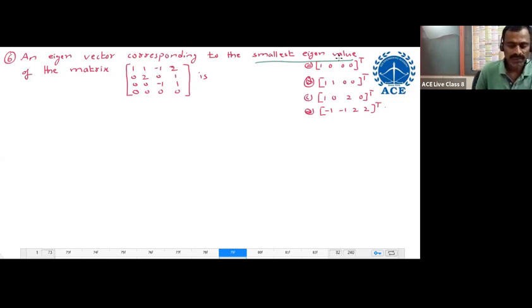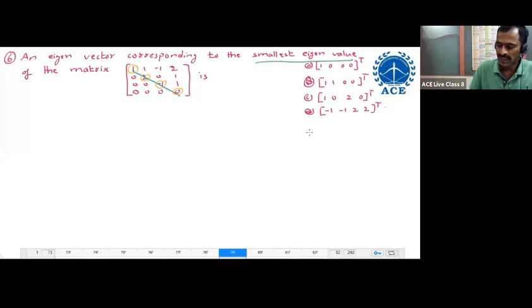Because it is an upper triangular matrix, its eigenvalues are the diagonal elements. These are the eigenvalues. Out of all these, the smallest number is minus 1. So corresponding to minus 1, we need to find the eigenvector only.